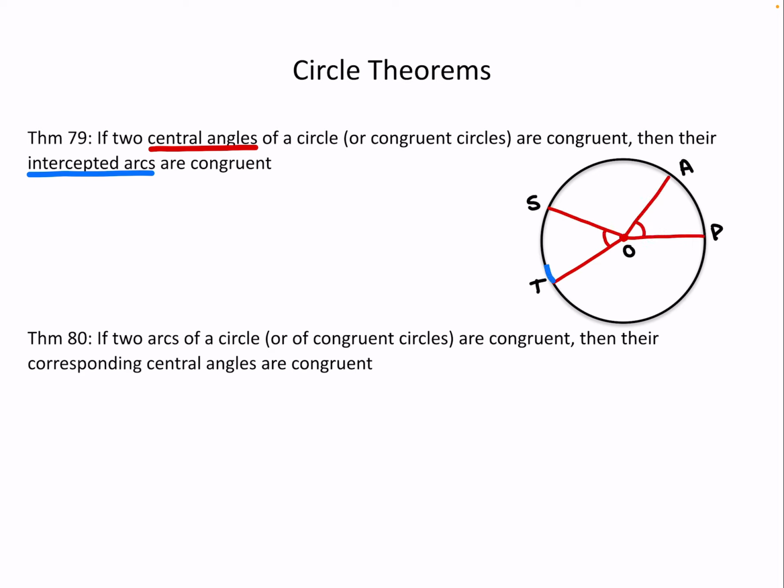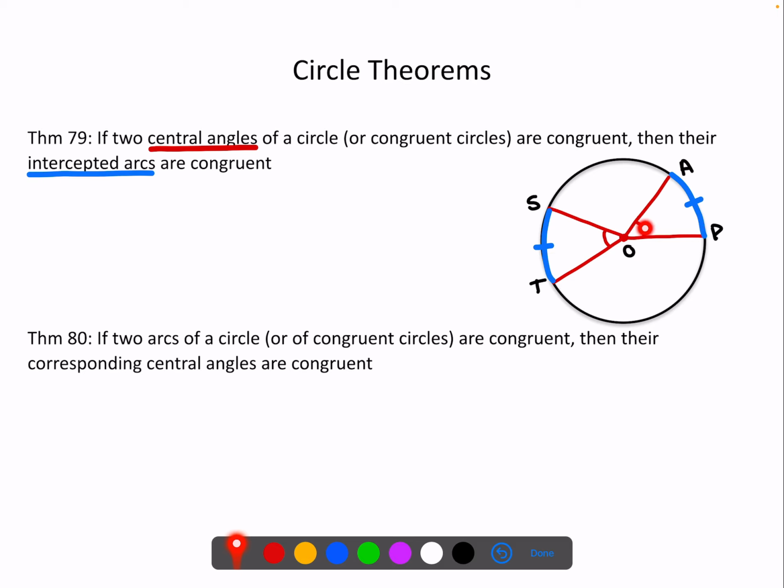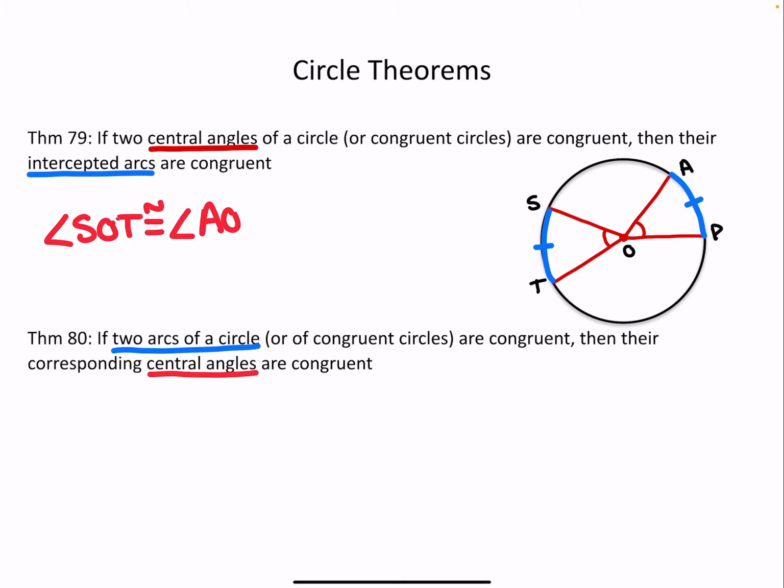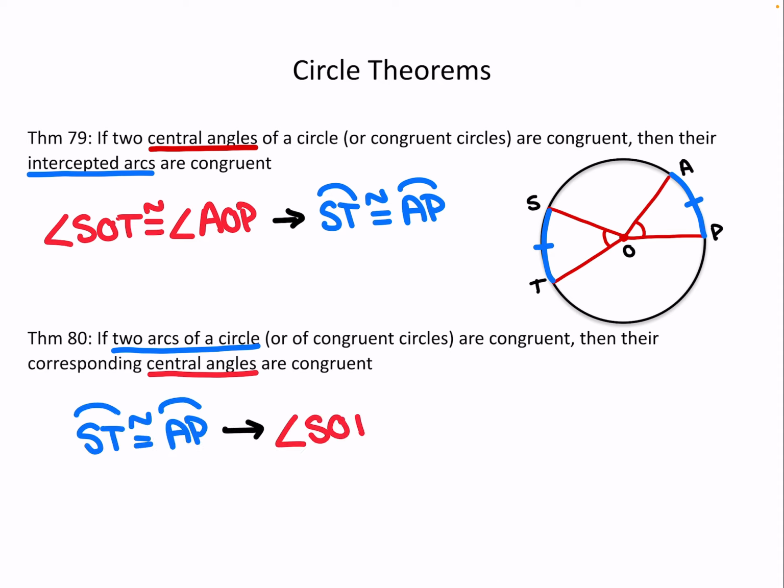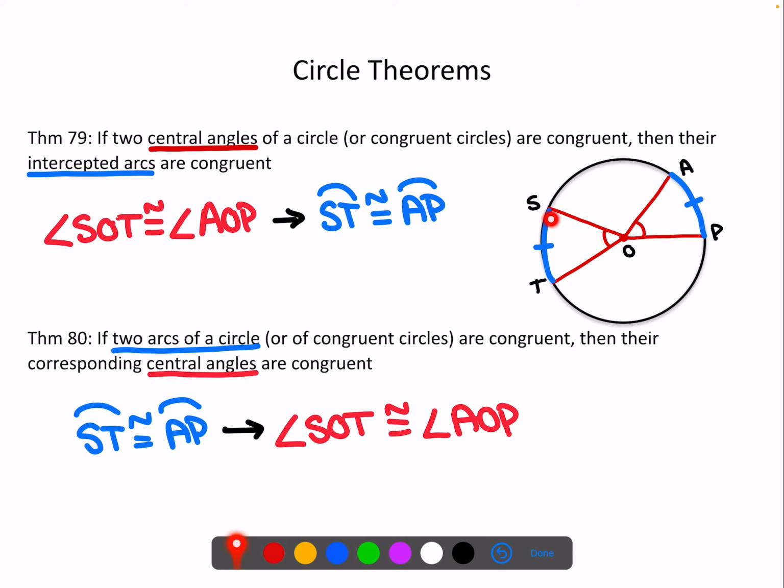I have angle SOT, and I have angle AOP. If these 2 red angles are congruent at the center, then by this theorem, the intercepted arcs are congruent. So if angle SOT is congruent to angle AOP, that implies arc ST is congruent to arc AP. That's all this theorem states. If the central angles are congruent, then the intercepted arcs are congruent.